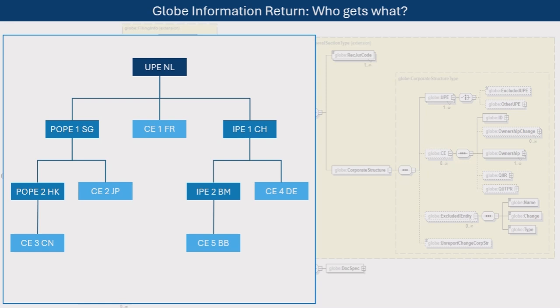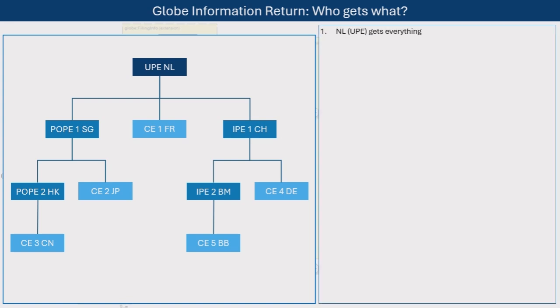And here we've got a structure, we've got an ultimate parent entity in Holland, and then we've got a POPE in Singapore with a sub-POPE in Hong Kong, and they've got some subsidiaries. We've got a constituent entity in France, and then we've got an IPE in Switzerland with a sub-IPE and some constituent subsidiaries. So if we look at the UPE, it was quite clear the UPE gets everything. That makes sense, so we don't have to worry about anything there. Now, if we look at POPE number 1, I find the rules very unclear, and we'll have a look at them in a moment. But this is what I think one would expect to happen.